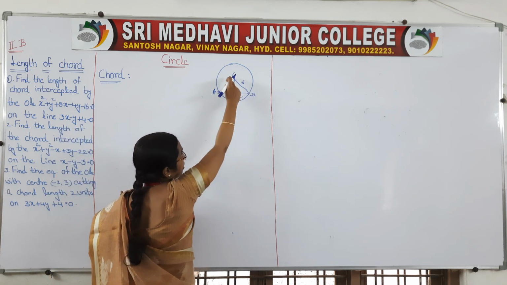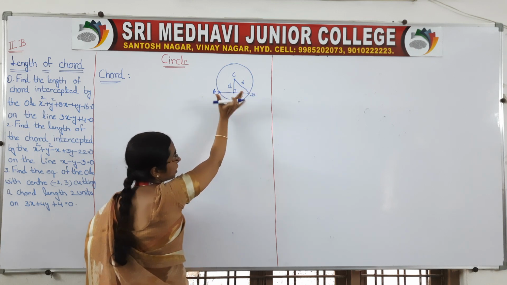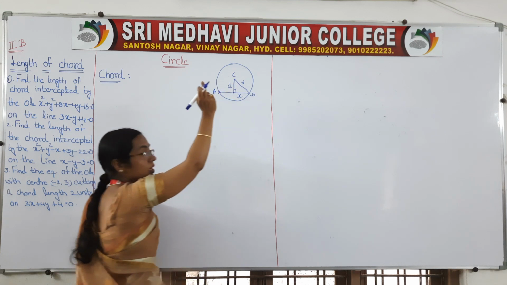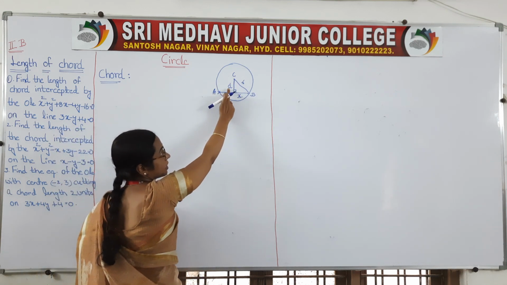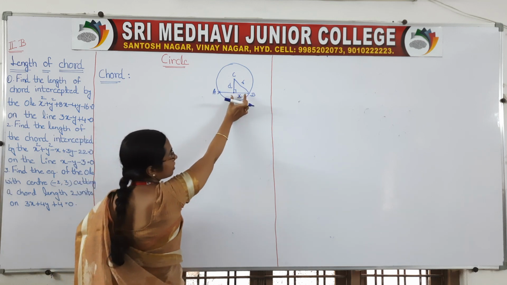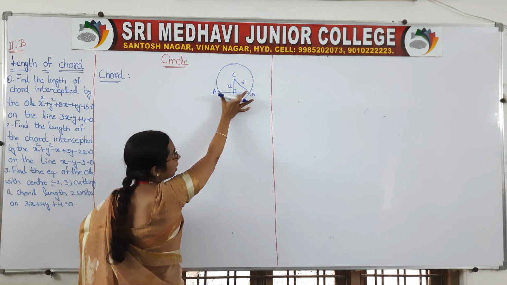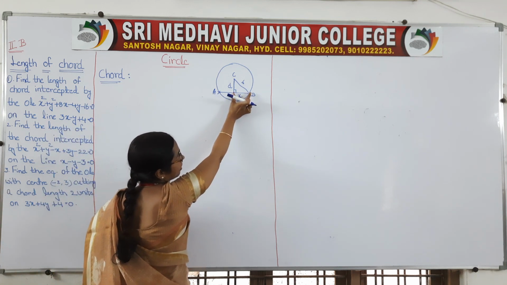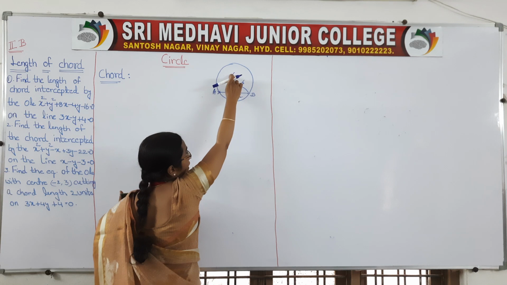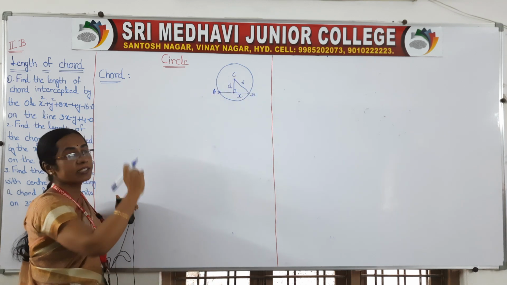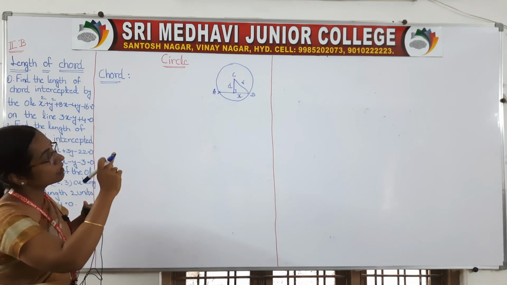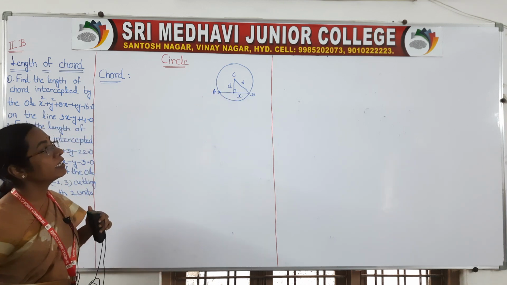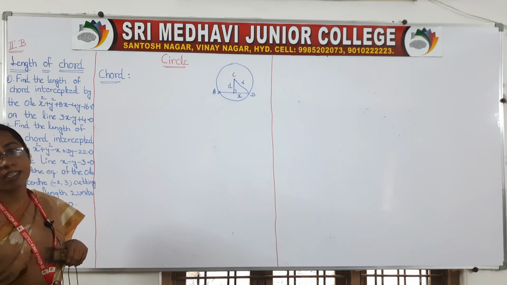Observe here, from center to this line, this is your chord, right? So from center to this chord, you take the perpendicular line, that distance will be d, and you take half of the length of chord as x. Center to any point on the circle is radius. And observe, just join them, you got a right angle triangle. So in a right angle triangle we can apply the Pythagoras theorem.